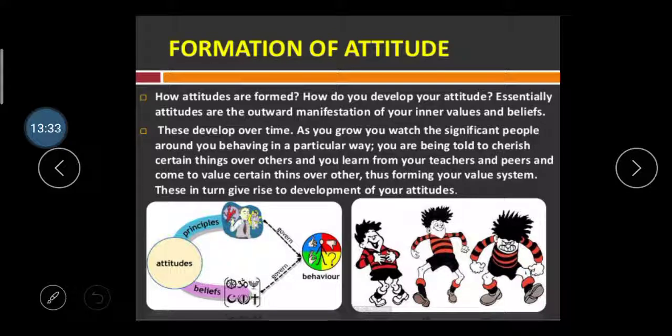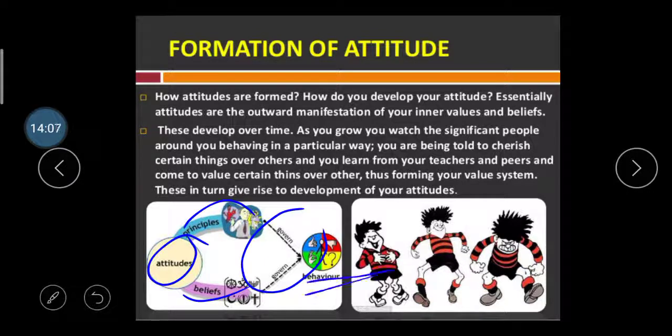As you grow, you watch the significant people around you behaving in a particular way. So you are being told to cherish certain things over others. You learn from your teachers and your peers the value of certain things over others. So this forming of your value system gives rise to the development of your attitude. કે જ્યારે તમે નાના છો ત્યાંથી મોટા થાવ છો તો તમારી આજુબાજુના લોકો કેવી રીતે બિહેવ કરે છે, તમે તમારા ટીચર્સ પાસેથી, તમારા સબઓર્ડિનેટ પાસેથી શીખો છો. સો એટીટ્યુડ ઇઝ અ પ્રિન્સિપલ્સ એન્ડ બિલીફ, એના ઉપરથી જે છે તમે ગવર્ન કરો છો તમારું બિહેવિયર. બરાબર.